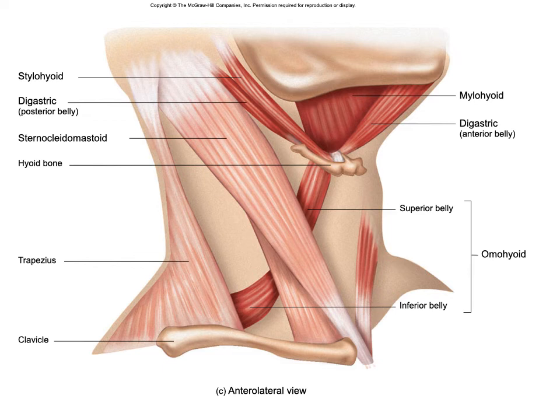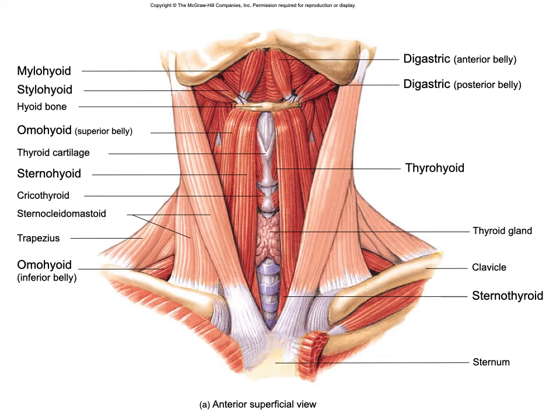And the brain can use both muscles together to raise the hyoid, like when you're swallowing, or it can use the anterior or the posterior muscles separately to pull the hyoid forward or back, part of your speaking apparatus. So eight muscles, they're in and around the hyoid bone, four above, four below.